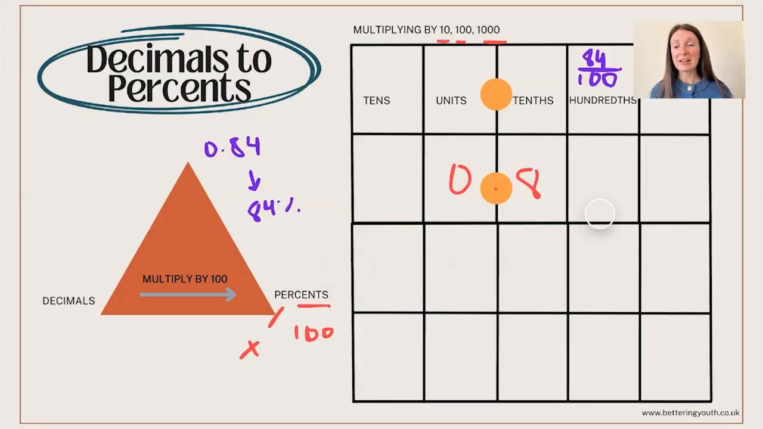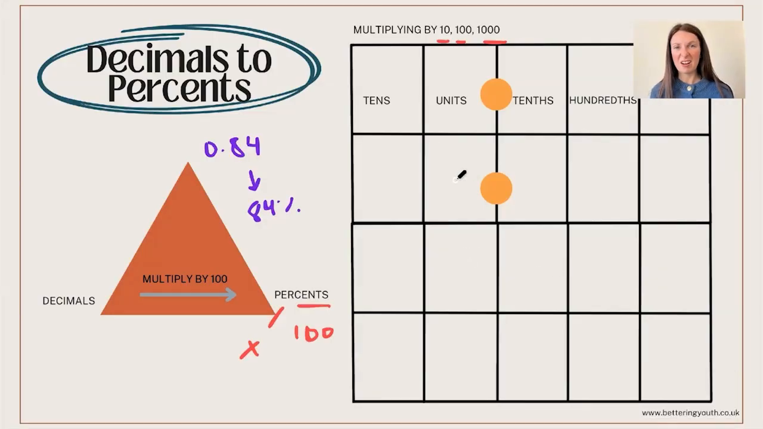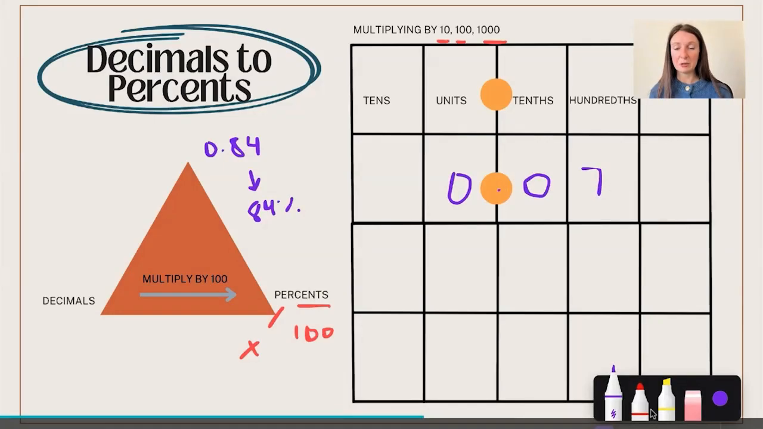So that was quite positive for our Key Stage 2 students, so our Year 5, Year 6, and our Year 7 students. But what happens when we're working with numbers that are a little bit more awkward? What if we had 0.07? How would we turn that one into a percentage? The process stays the same. We're still going to grab our numbers and move them over.